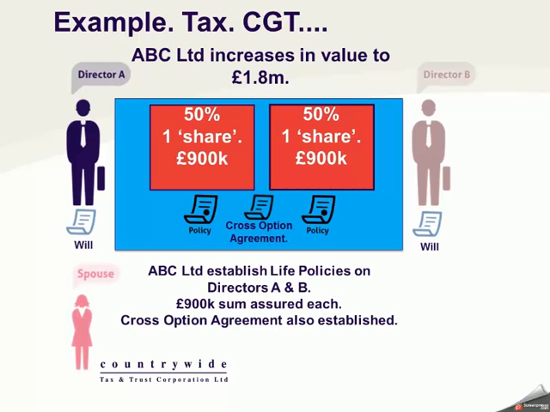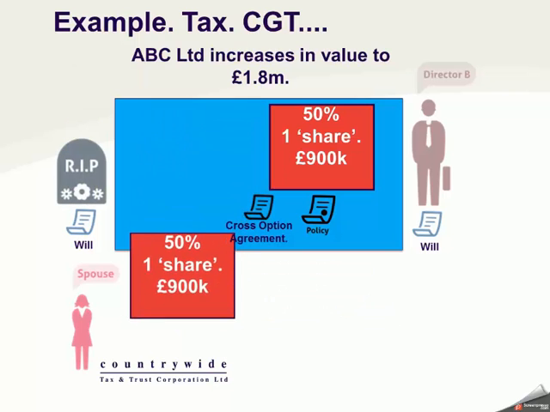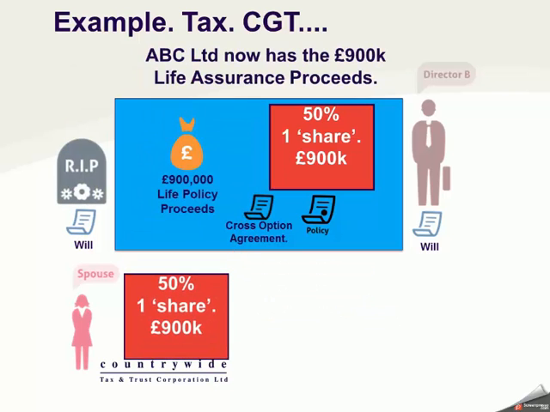They've got off the shelf from a high street solicitor or bank, let's say, a cross-option agreement, and as explained previously they have a policy each which is owned by the company as well. And they've got sums assured of £900,000 on those policies as well. And as you can see, we've got the cross-option agreement also drafted. We then have the death, as explained previously. The £900,000 share has now gone to the deceased spouse, and the £900,000 life policy is now owned by ABC Limited as well.